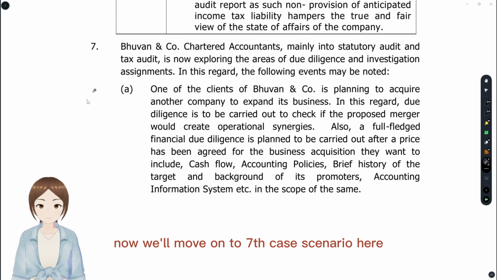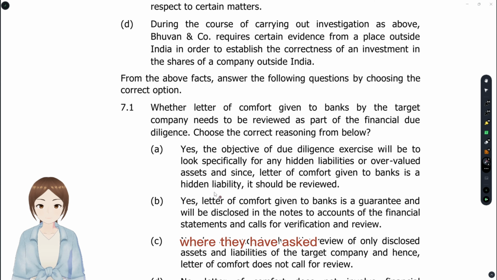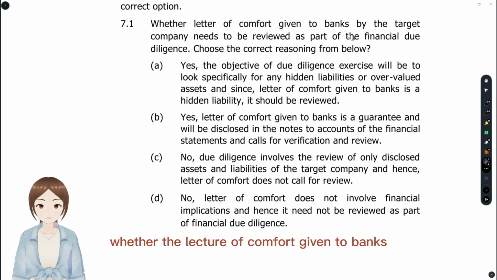Now we'll move on to the seventh case scenario, where they have asked whether the letter of comfort given to banks by the target company needs to be reviewed as a part of financial due diligence. Choose the correct reason below. Why is due diligence mostly done? Due diligence is done by the incoming partners or the acquirers of the company, right? So the scope of due diligence is very vast and goes into the details. So the letter of comfort is also included.